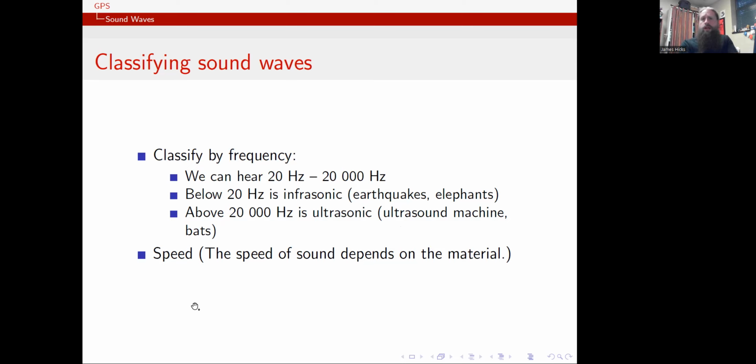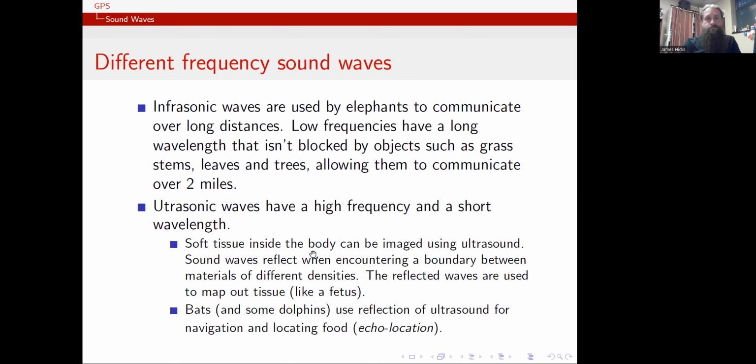We could also classify sound waves by speed, so how fast that sound wave moves in whatever material it's going through. And sound waves can move through more than just air. They can move through liquids or solids. If you listen with your ear up against the wall to hear something in the next room, you're hearing sound waves go from air through solids and back into air.